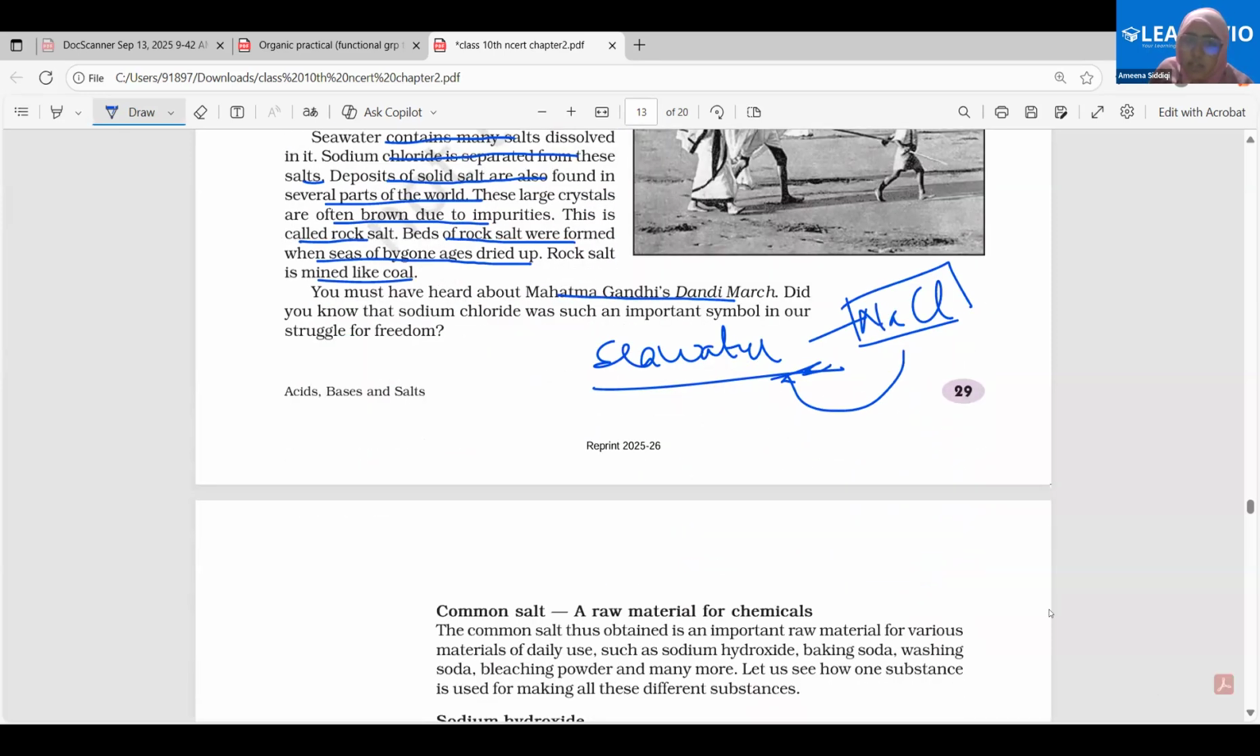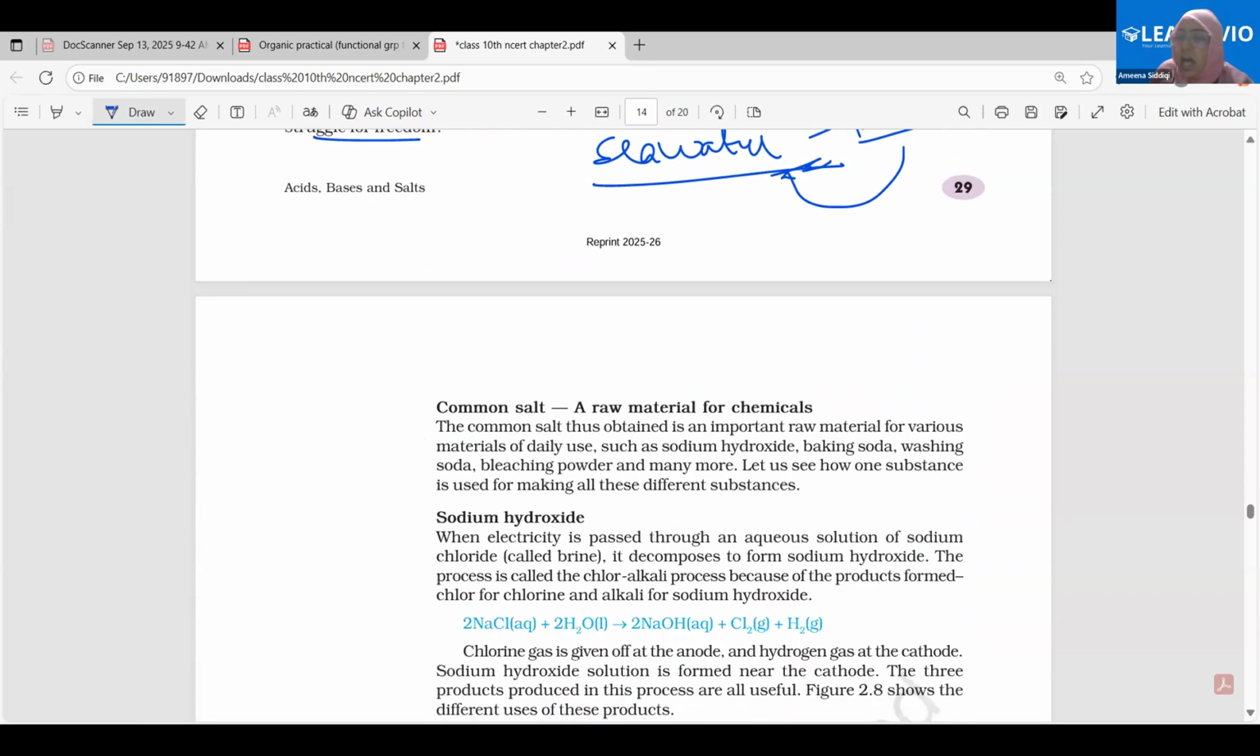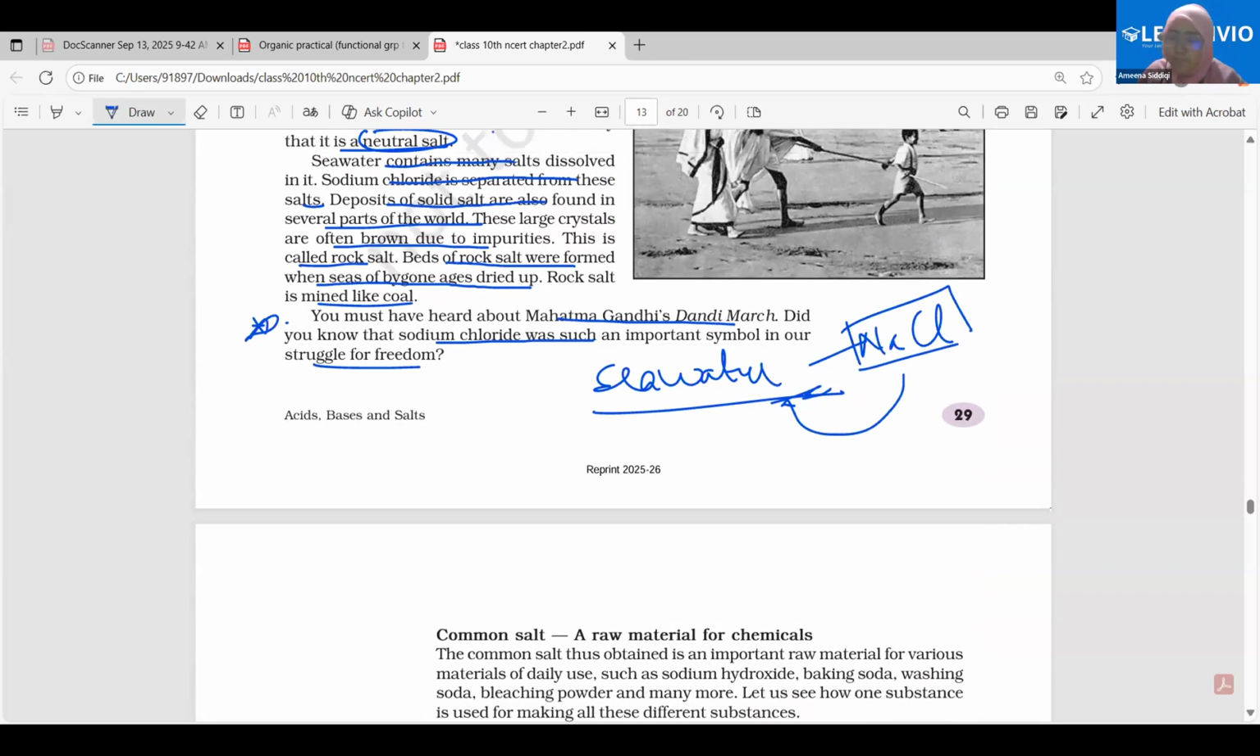Mahatma Gandhi's Dandi March. Did you know that sodium chloride was such an important symbol in our struggle for freedom? Important point. What was the point of the Dandi March? They wanted the Britishers to allow them to make salt. Yes, they wanted to make their own salt, right?